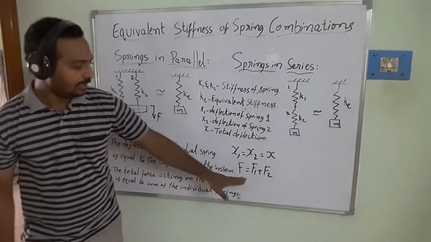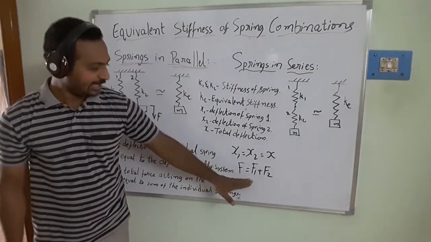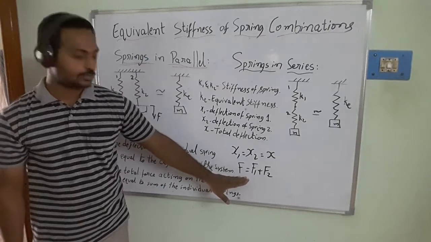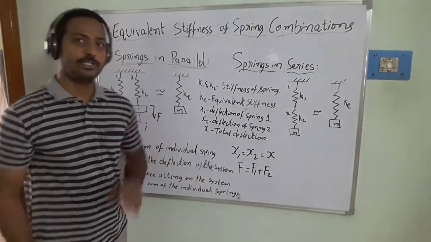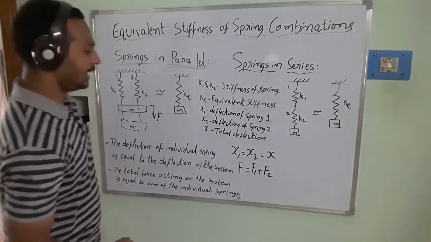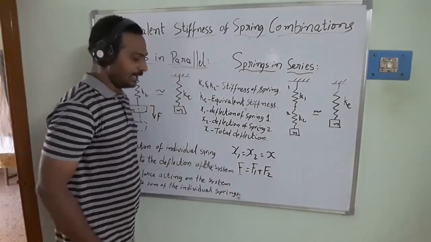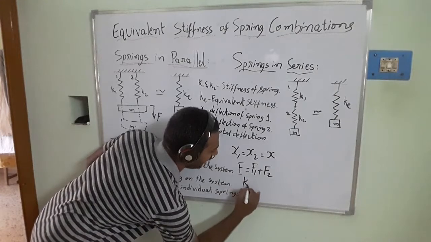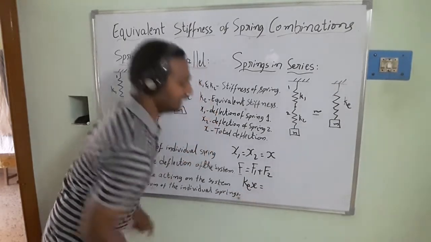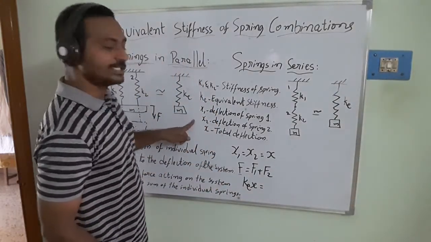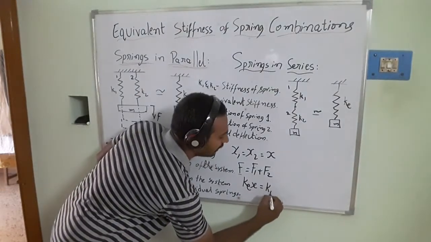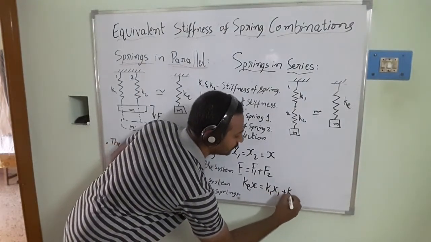Now I am going to take this equation, that the total force is equal to the summation of the individual springs' forces. As we know, F is the total force, which I am going to write as KE times X. That is equal to F1 plus F2, and what is the formula we have? K1 X1 plus K2 X2.